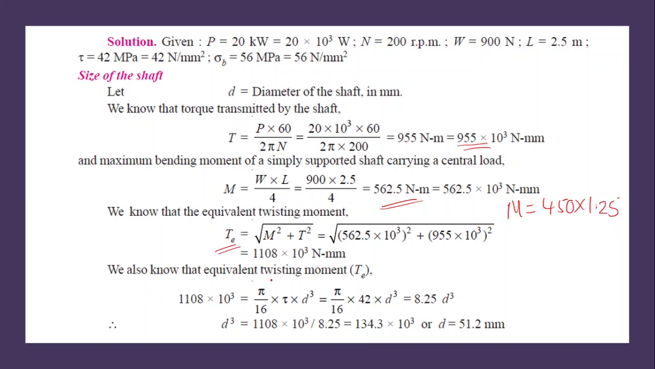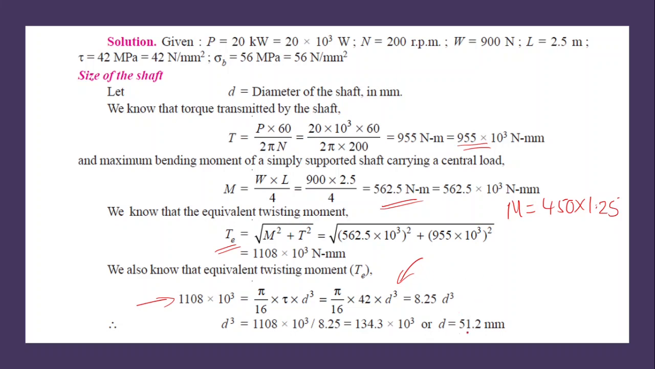We also know that the equivalent twisting moment, from the equation we have already derived, is TE equal to pi by 16 into tau into d cube. We can substitute the value in this particular equation, TE is equal to pi by 16 into tau into d cube. Then we can calculate the value of d, the required diameter of the shaft.